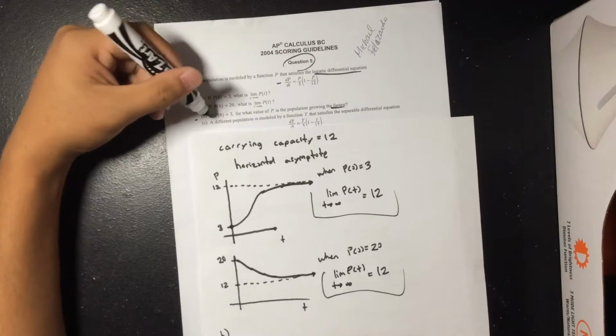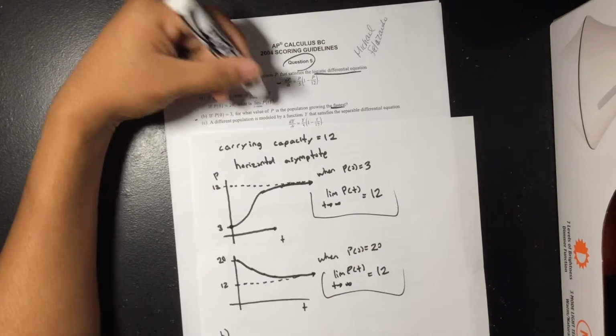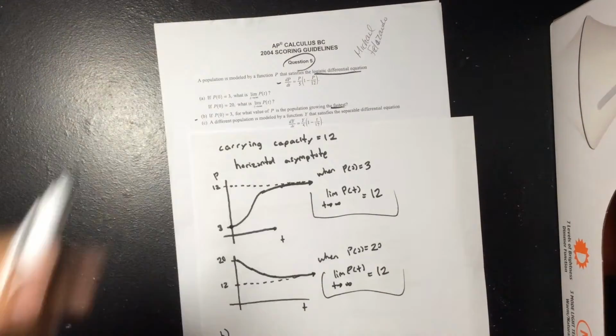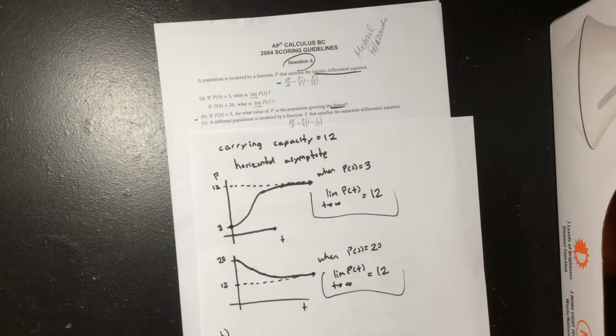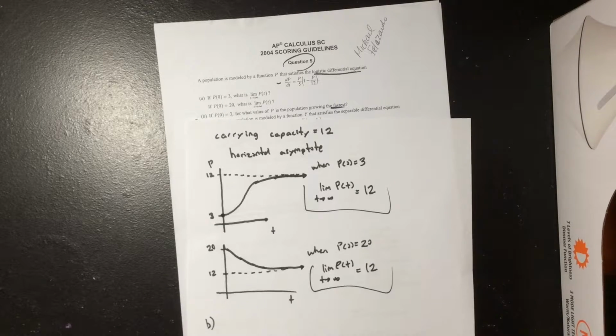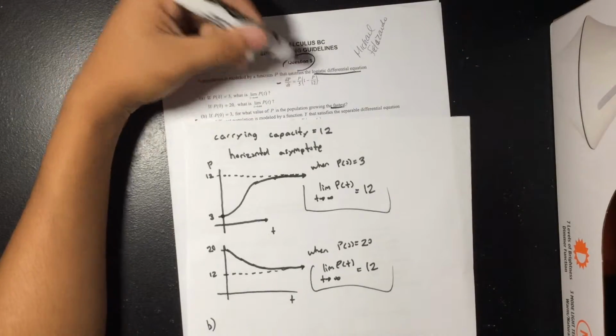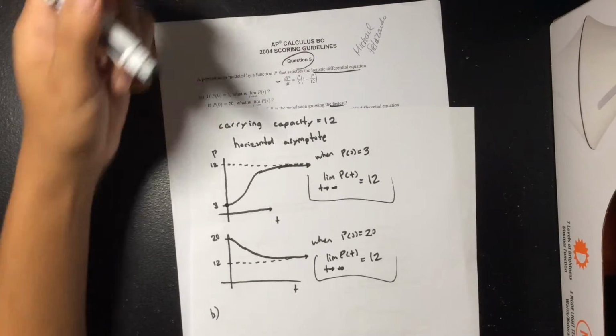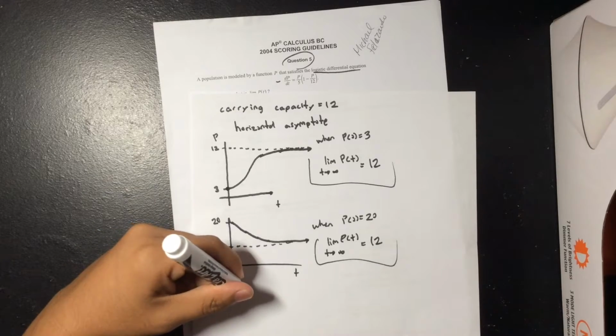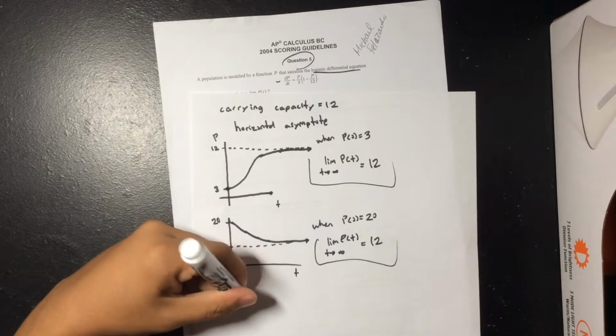Now looking at part B. Part B asks, if p of 0 equals 3, for what value of p is the population growing the fastest? So we want to know when the rate is at its maximum. So when is the rate at its maximum? So how can we do that? Well, we could take the derivative of the differential equation.